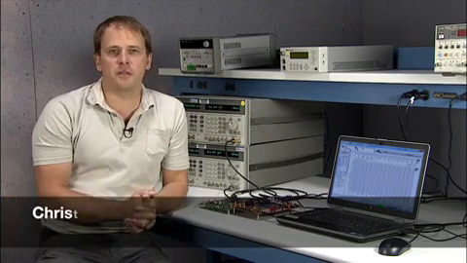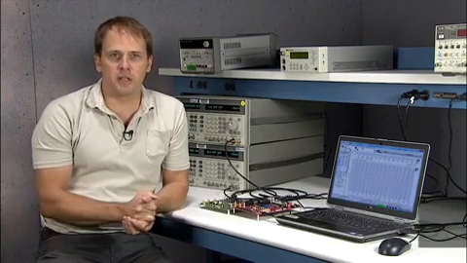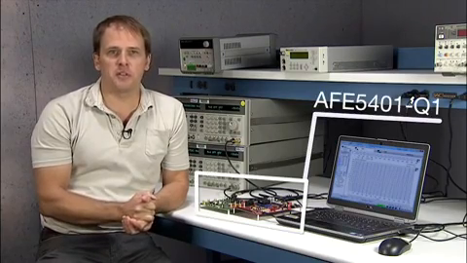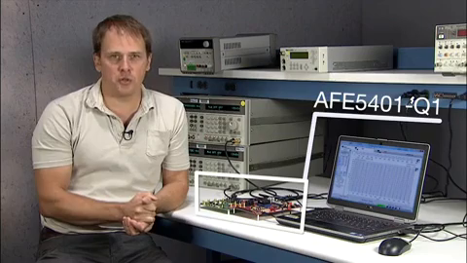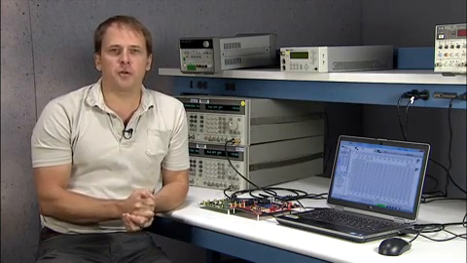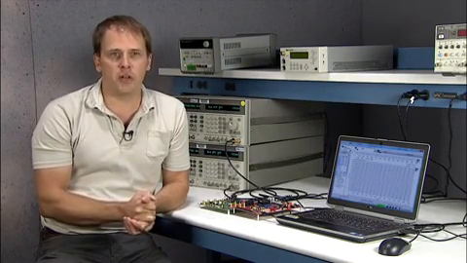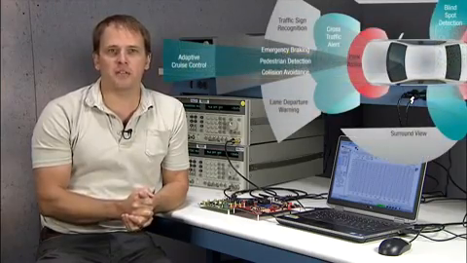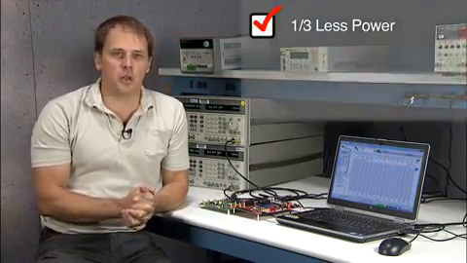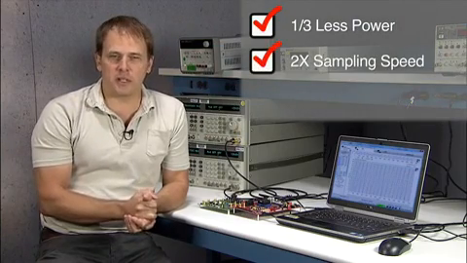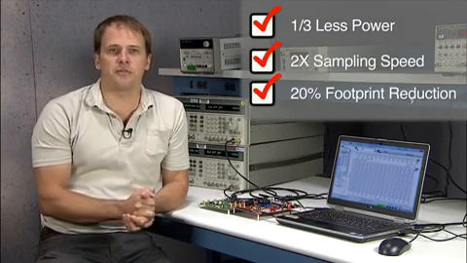Radar is a savvy feature in automotive, but the market demands faster resolution and positioning of moving targets. Texas Instruments has just introduced the new AFE5401-Q1. The AFE5401-Q1 is a receive analog front end designed specifically for ADAS radar systems. It features one-third less power, 2x sampling speed, and 20% reduction in footprint compared to competing solutions.